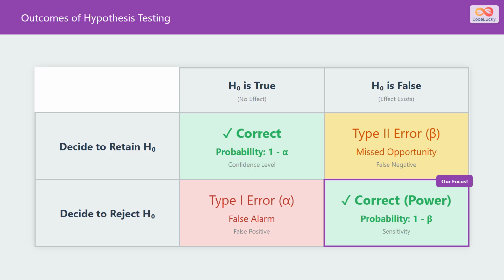When we make a decision, four things can happen. If the null is true and we keep it, we are correct. If the null is true but we reject it, we make a type 1 error, or alpha. But today, we care about the right column. If the null is false, meaning there is a real effect, and we fail to detect it, we make a type 2 error. However, if we correctly reject that false null, that is called power.